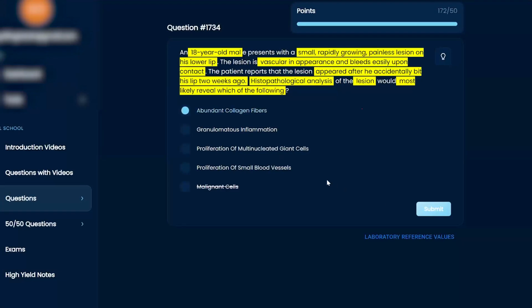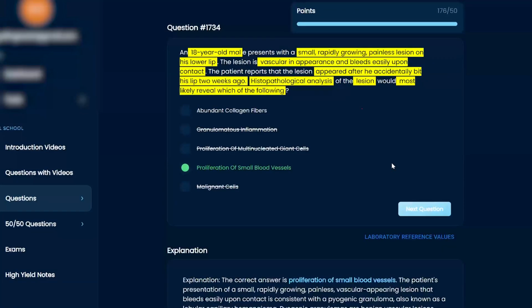Oh, maybe not. It's either that or proliferation of small blood vessels, in my opinion. I don't think it's granulomatous infection. And I don't think it's proliferation of multinucleated giant cells because I think that's literally a granulomatous infection as well. So if it's bleeding easily upon contact, I would say proliferation of small vessels. I'm going to change my mind from collagen to proliferation of small blood vessels. All right, final answer.